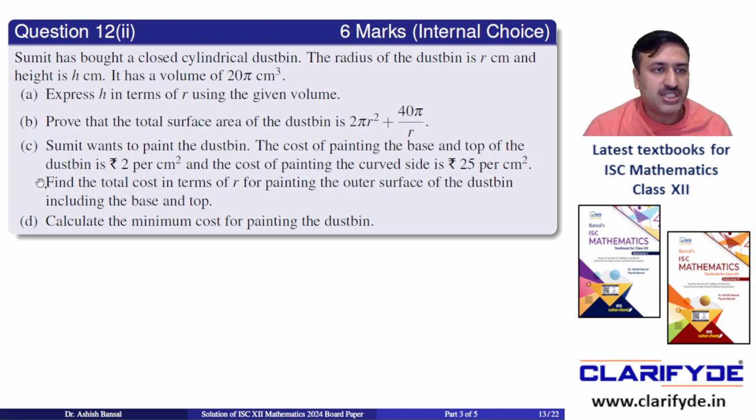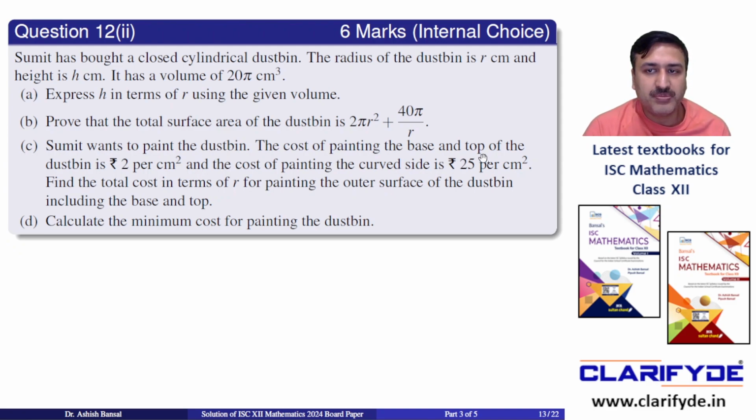There are four parts A, B, C, D. A part is express h in terms of r using the given volume. B part, prove that the total surface area of the dustbin is 2 pi r square plus 40 pi by r. And then C part is Sumit wants to paint the dustbin.